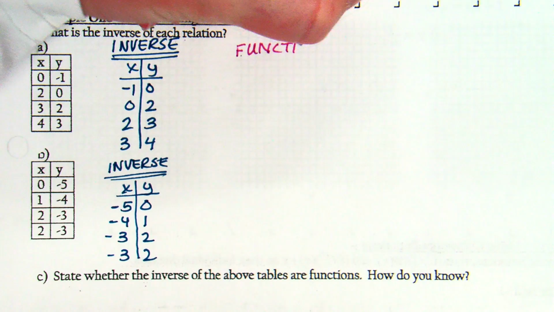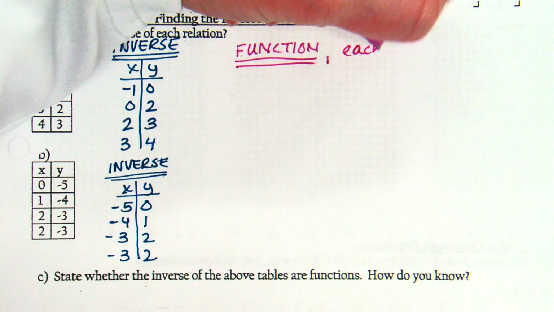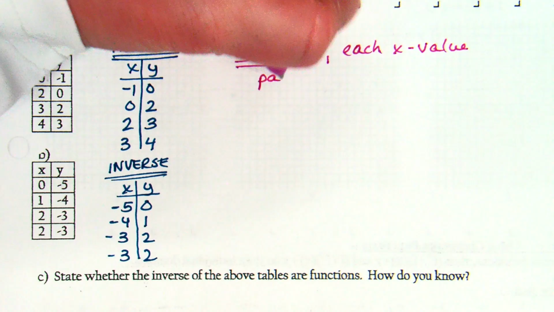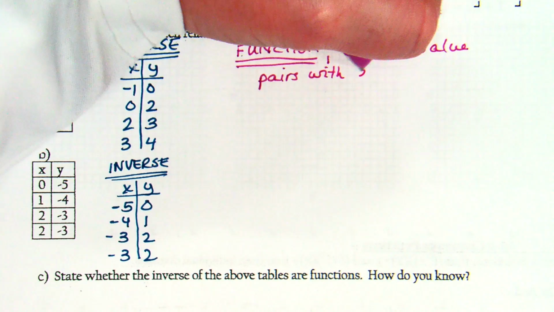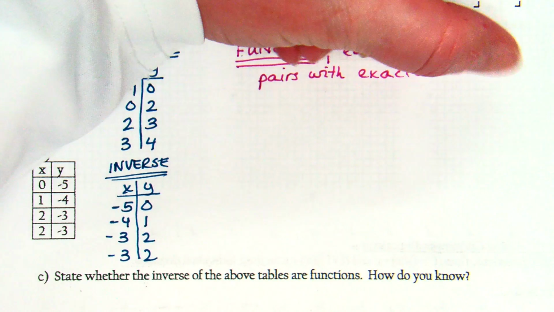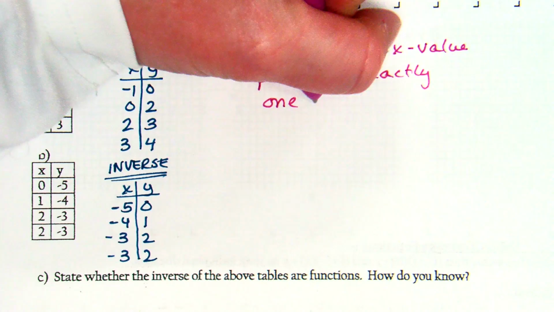My explanation, just so I can remember, is that each x value pairs with exactly one y value.